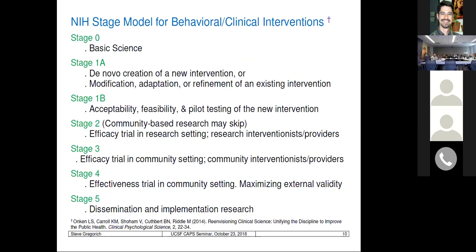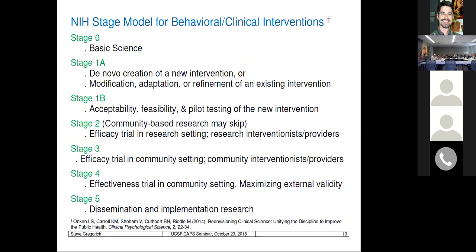So you've got research interventionists, research staff, etc. Whereas a stage 3 efficacy trial is done in a community setting where you've got community interventionists, etc. A lot of people involved in community-based research will skip stage 2 because it's really not of interest. You usually don't need to demonstrate that you can conduct an intervention in a research setting with a lot of community-based research. And it's interesting because in stage 1, that's where you would create or adopt or refine your intervention and pilot test it.